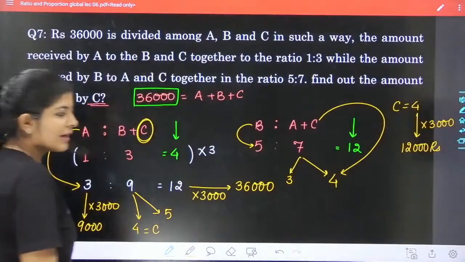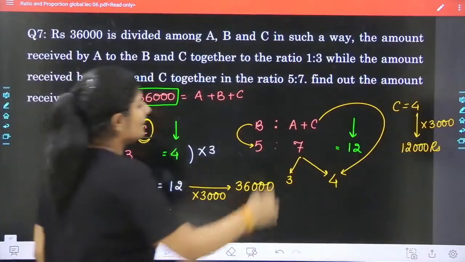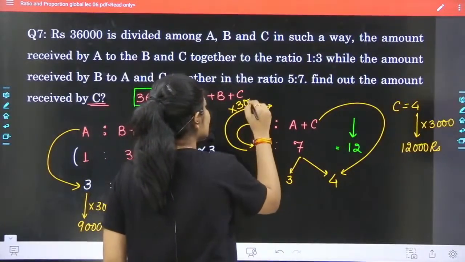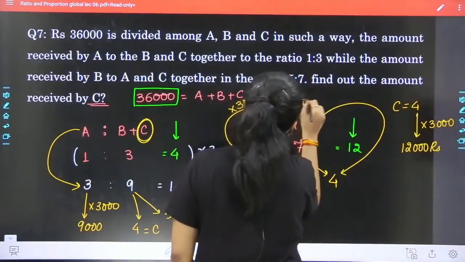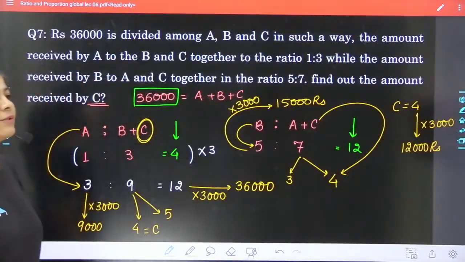Thank you so much, Rakesh. If we want to calculate the amount received by B, I simply have to multiply this term by 3000 and I'll get my answer as 15,000 rupees.